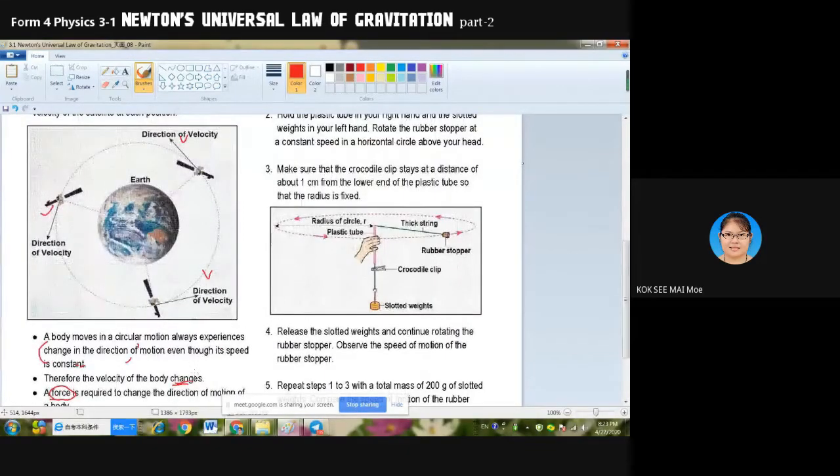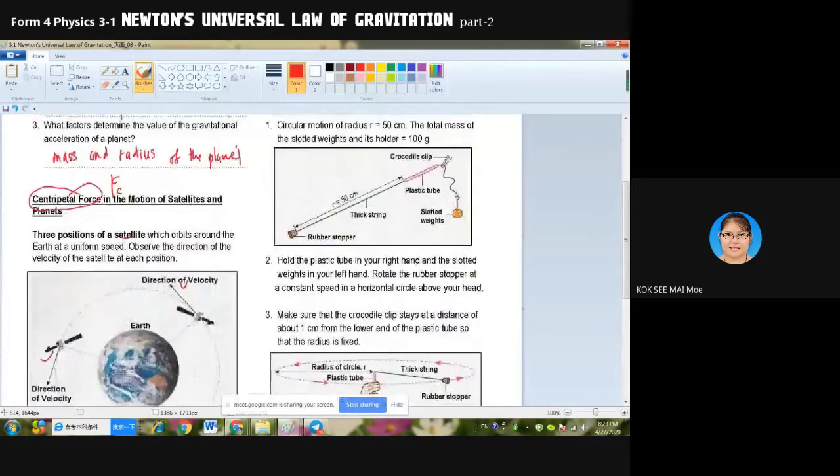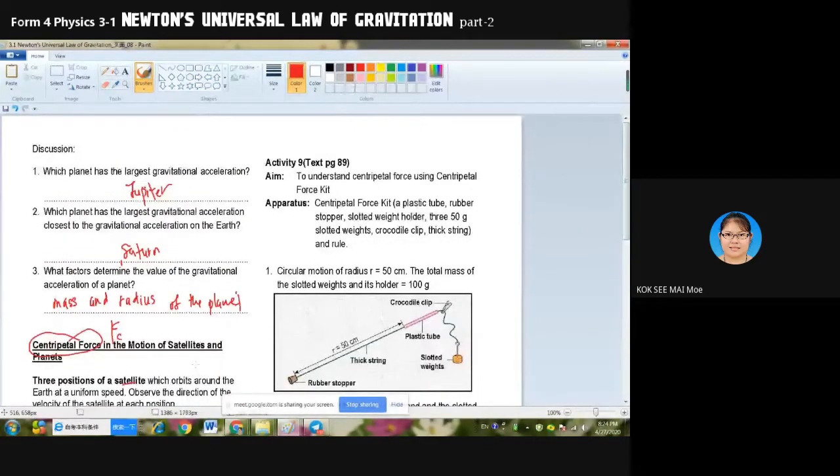Okay, I just want to introduce centripetal force. What is this force used for? It is used for the body to move, to orbit the Earth. When it moves, it sure has velocity. So later we need to calculate the velocity, and you also need to calculate the force. This one has an activity. You can refer to your textbook, page 89. They want you to understand centripetal force using the centripetal force kit.